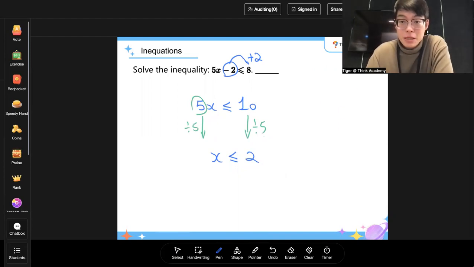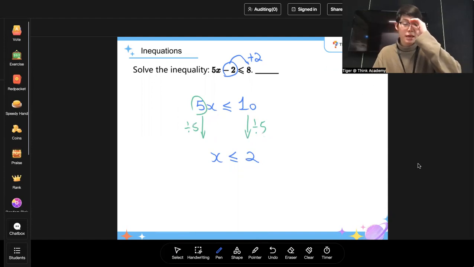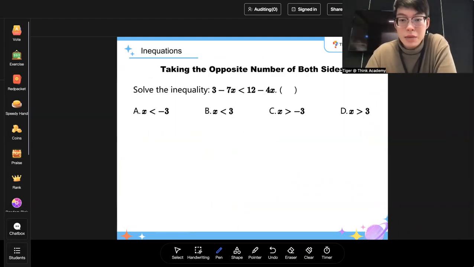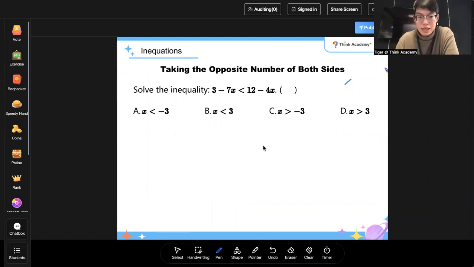So you can see that it is pretty much similar to the solution of equations. However, since it's a different thing, there is definitely some difference. The major difference between inequalities and equations is that if I am taking the opposite number on both sides, I need to swap the sign around, the less than or greater than sign, into the other direction. That's how it works. So let's see how we can do it.